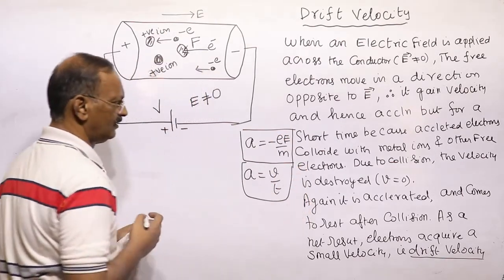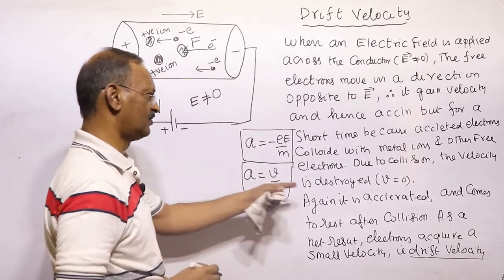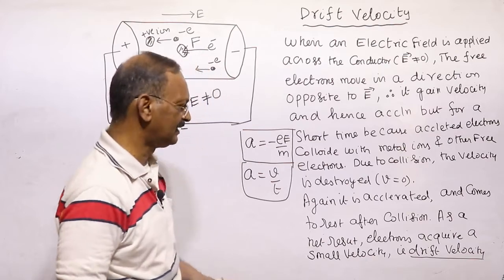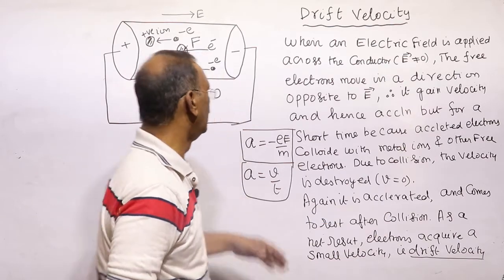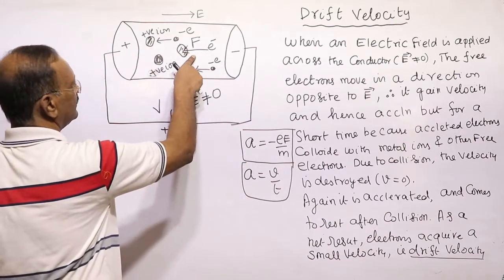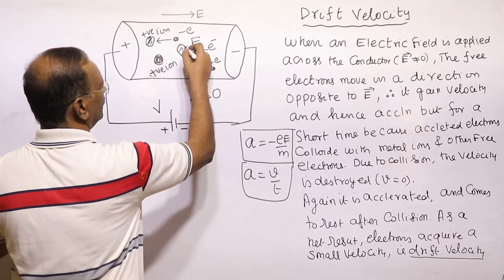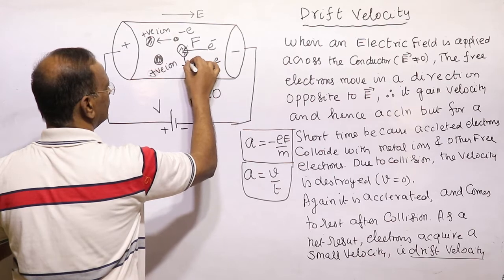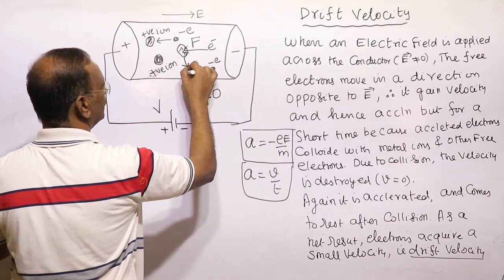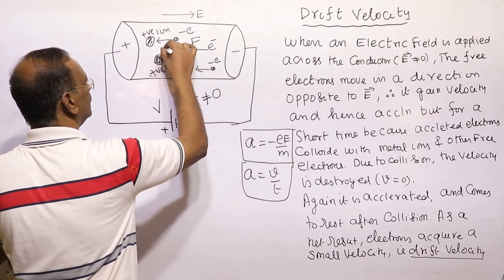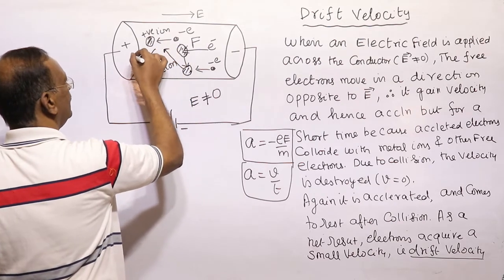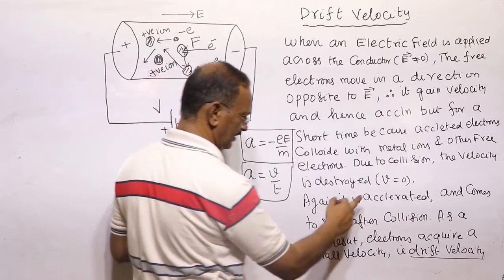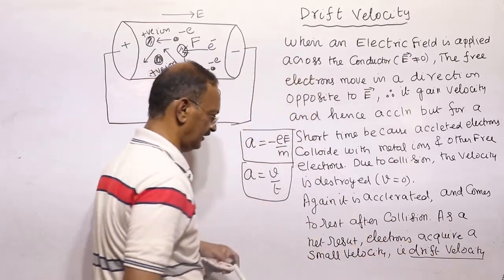Due to collision, velocity is destroyed, that is, velocity becomes 0. Again it is accelerated and comes to rest after collision, because here velocity is 0 and acceleration is 0 after collision. Again it will go like this, hit another positive ion, go like this, and finally reach the positive end. Again it is accelerated and comes to rest after collision.